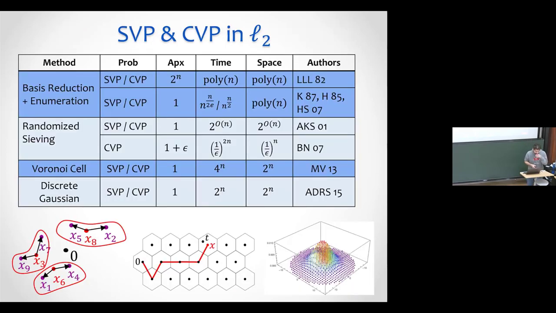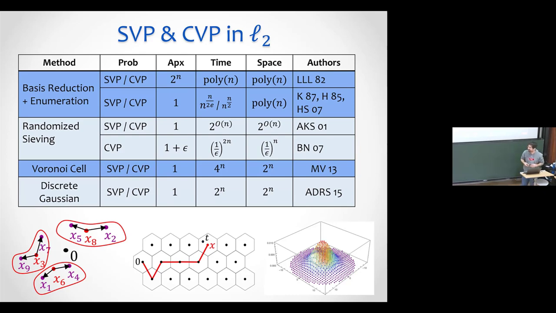So now I'm going to say, when you're solving problems with the Euclidean norm, right? Now everything is just standard L2 distance. There's been a gigantic amount of work on these problems. And I just wanted to very briefly show you the kind of landscape.